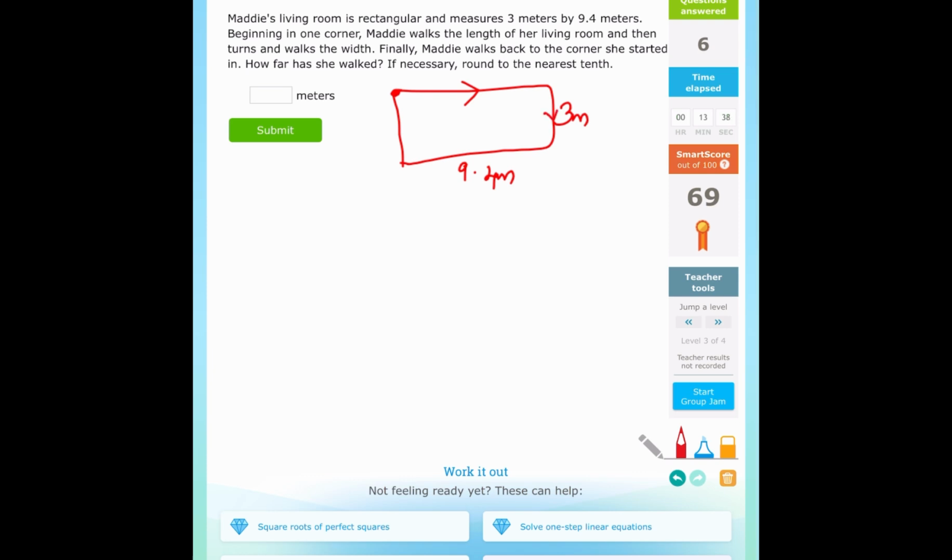Beginning in one corner, Maddie walks the length of her living room. That means Maddie is going this way, and then turns and walks the width, which is this. Finally, Maddie walks back to the corner where she started in. That means she's going diagonally. How far did she walk? That means we have to find the perimeter.